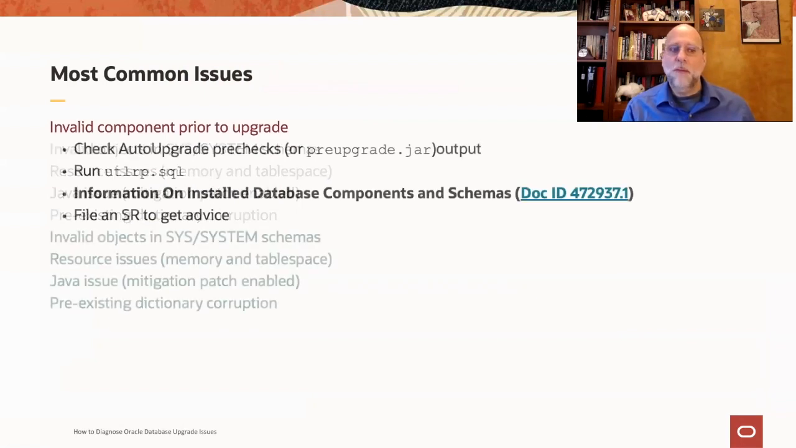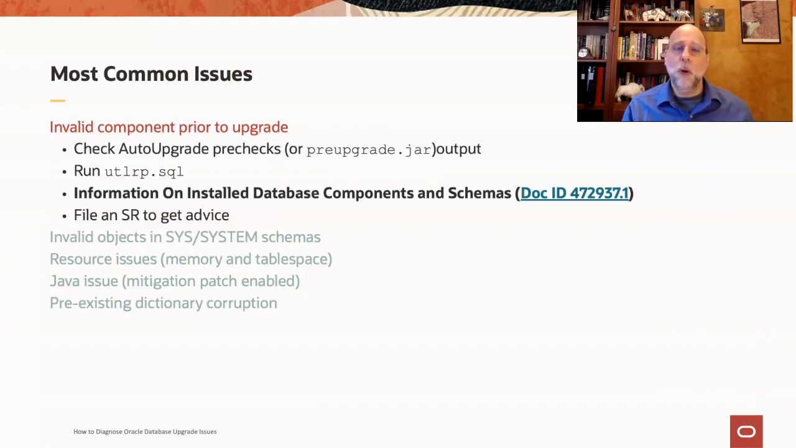So if you have an invalid component prior to the upgrade, you will be warned about that by the pre-upgrade script, or now, of course, auto upgrade will warn you about that very explicitly. If you do have invalid components before the upgrade, please, please, please do not ignore that.